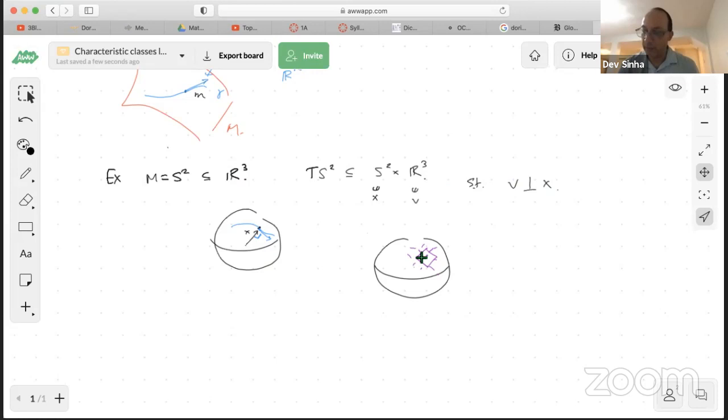So let me perhaps say there's a little bit of a warning around this picture, because really we must translate. I think I'm drawing this at the point x, but a linear space at x in R3 is not going to be a vector subspace, and the vector structure is going to be important here.